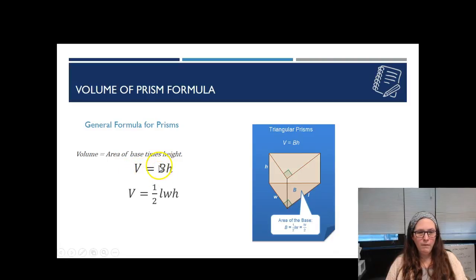So you can see over here we've used our general formula again. Volume equals area of the base times height. And then we've included our specific formula here for a triangle, which is 1/2 length times width times the height. And that will give us the volume for the entire triangular prism.